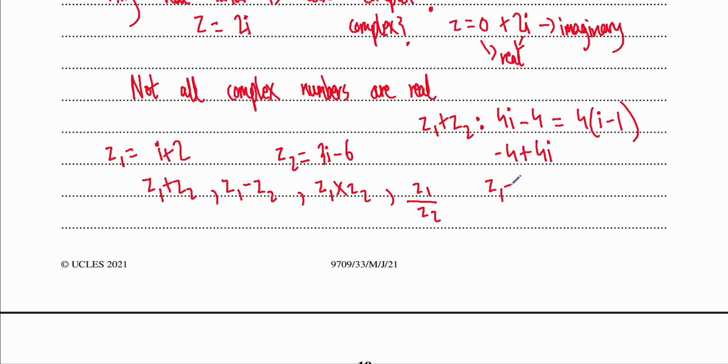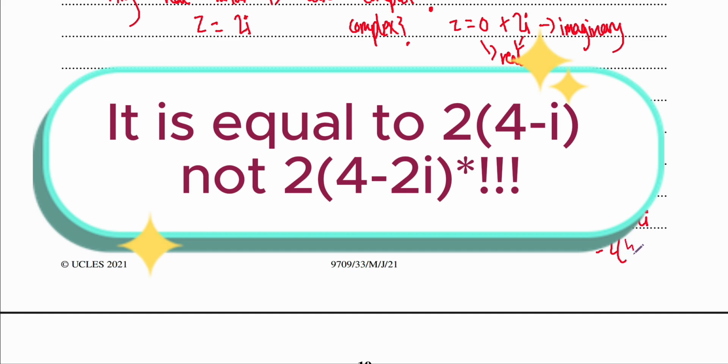Let's do z1 minus z2. What do we get? Okay, we have i plus 2 minus 3i minus 6. So I'm going to write it as i plus 2 minus 3i minus 6. And again, we do the imaginary minus the imaginary, so you get negative 2i. And then we do the real minus the real. So we do 2 minus minus 6, and we get plus 8. So we end up getting 8 minus 2i, which is equal to 2 times 4 minus i.